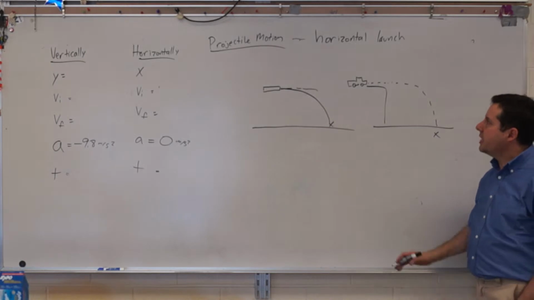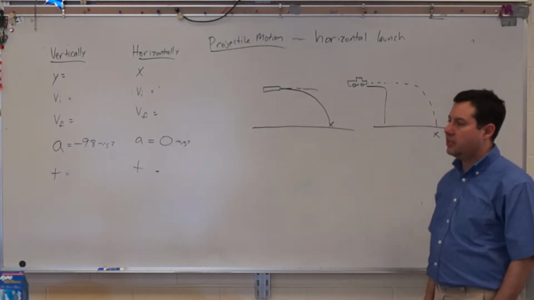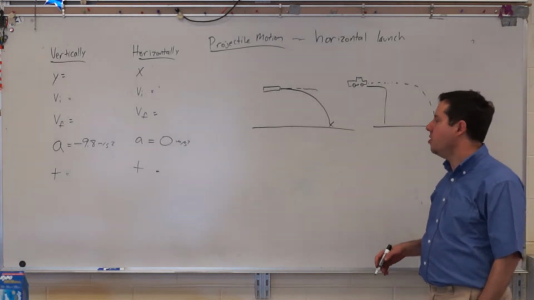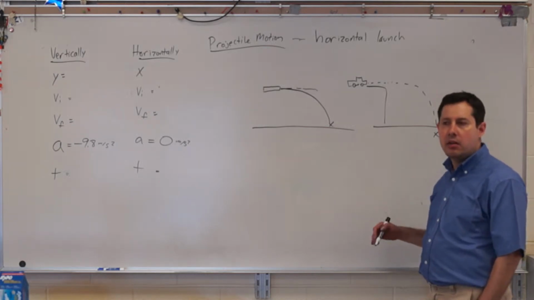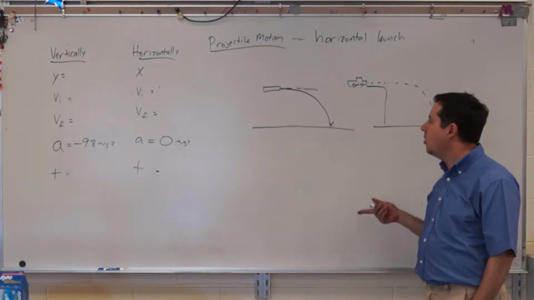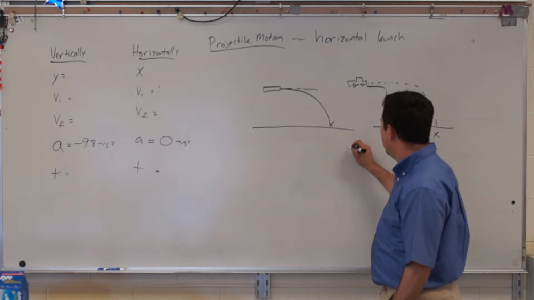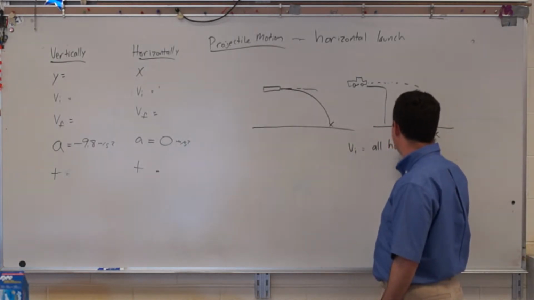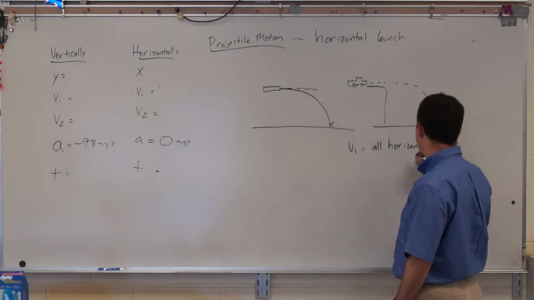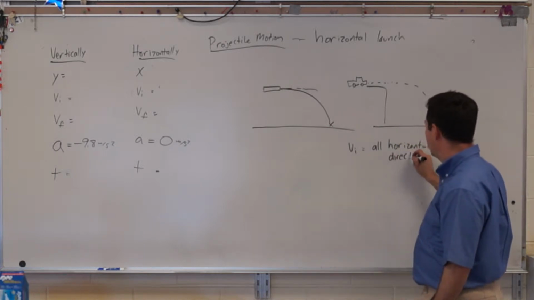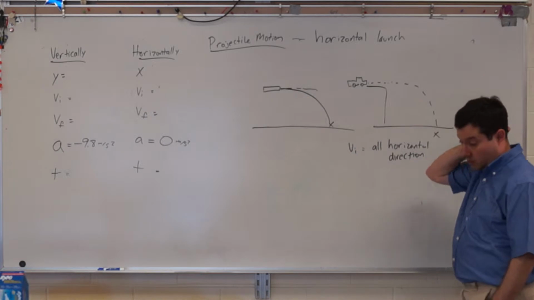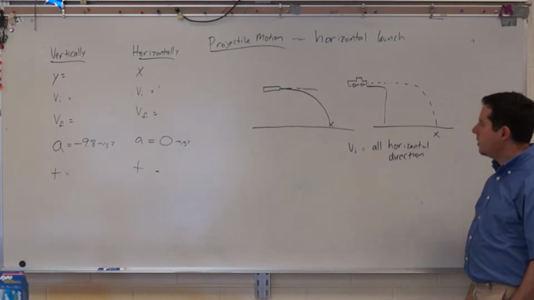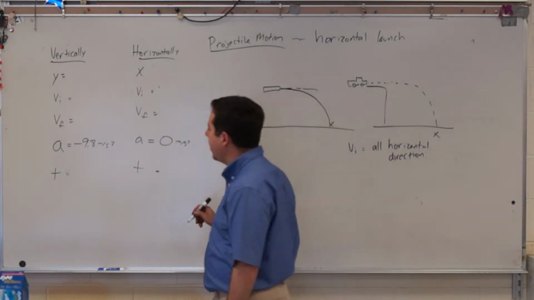But the important thing to keep in mind for horizontal launch is that there are a couple additional variables. Because it's horizontal, meaning the angle is 0 when it is launched, the initial velocity is all in the horizontal direction. So some things you can fill in right away.